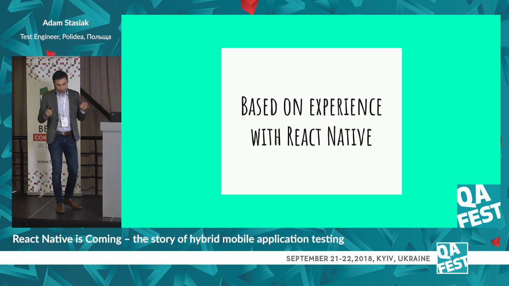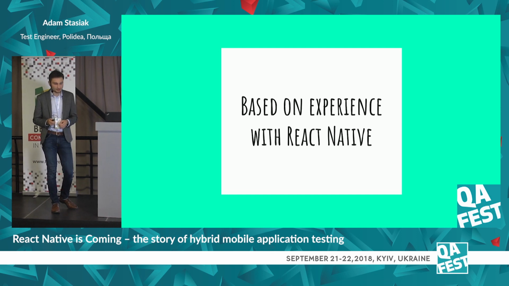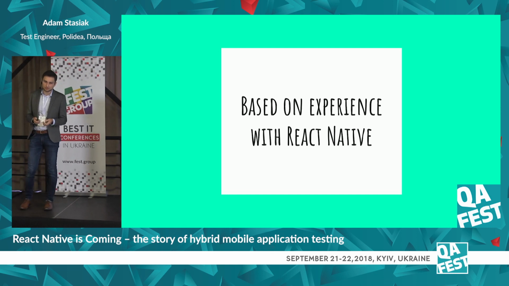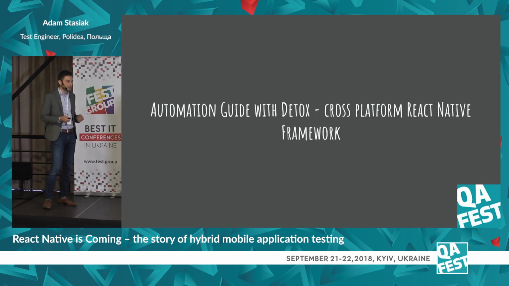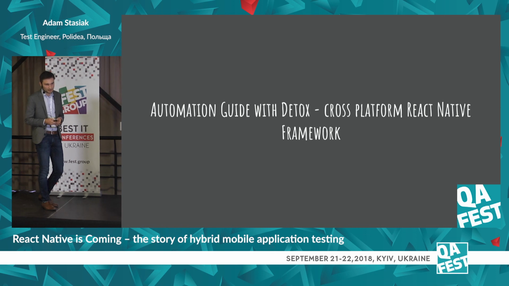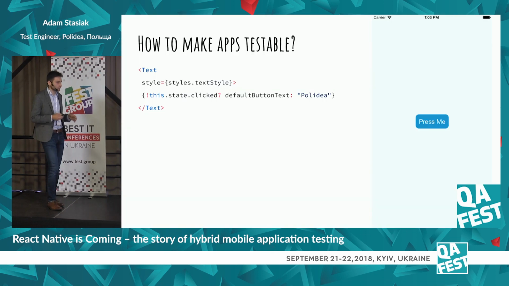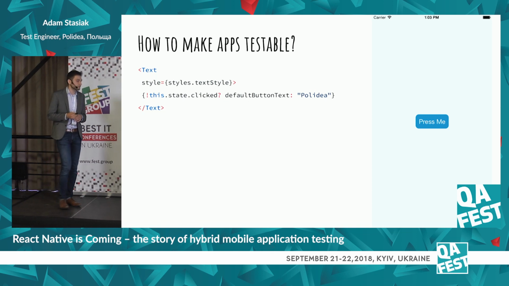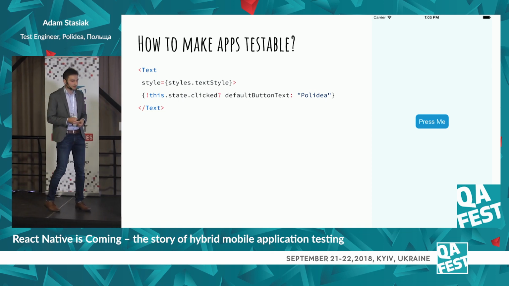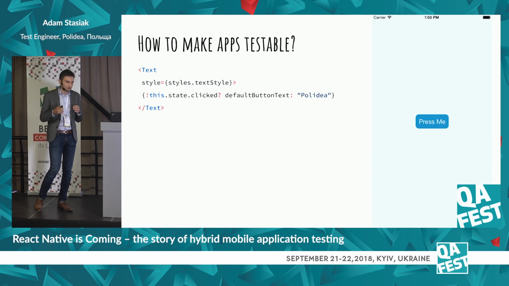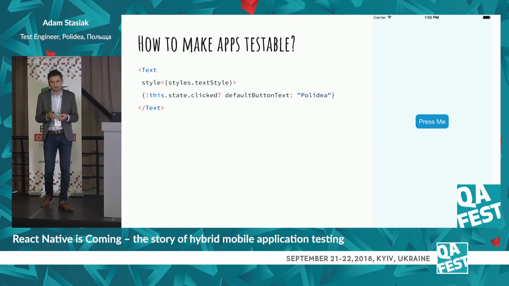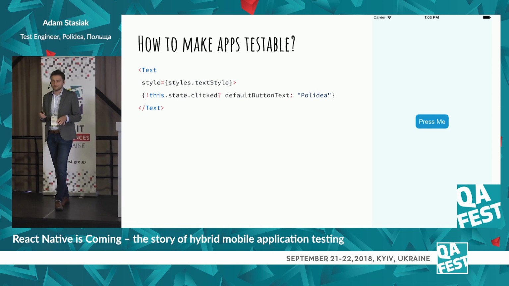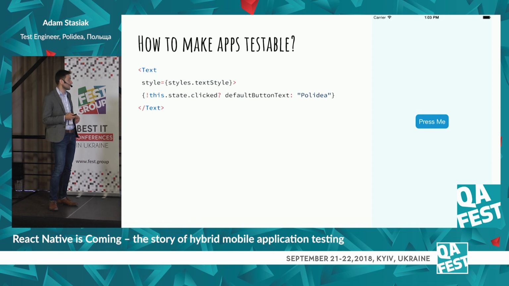Next, based on my experience with React Native, I would like to show you how to make our application testable and how to apply the Detox framework in our project. The first thing we have to achieve is making our application testable. We have to use some selectors to access elements. Of course, we can do nothing and just use text selectors, but it's better to use some IDs to solve issues with various translations of our app.